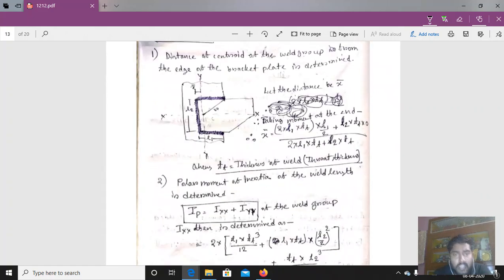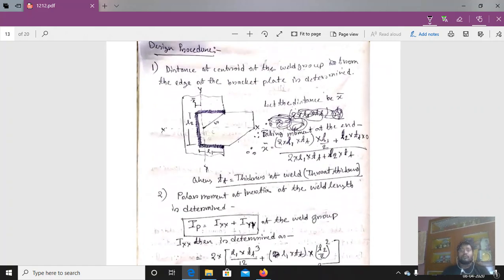Now the design procedure. We have to determine first the distance of the centroid of the weld group from the edge of the bracket plate. That means this is the centroid of the weld group, the centroid of only the weld group, from the edge of the bracket plate, to be first determined. So first we need to determine the value of x dash. So let the distance be x dash. Now taking moment at the end, we are determining the centroid distance from the edge of the bracket.